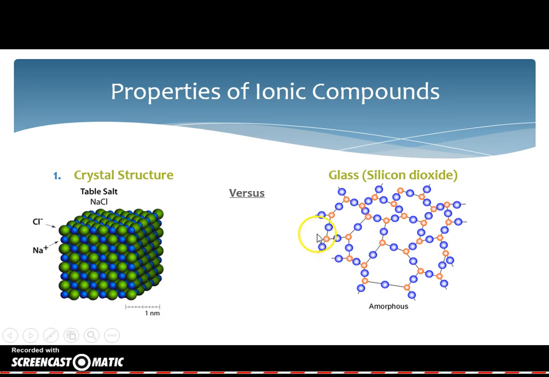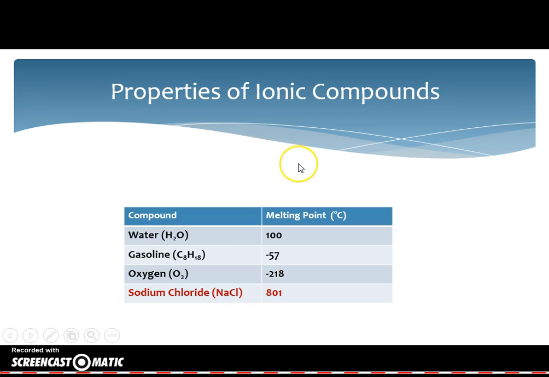Just to compare this to something, glass is not an ionic compound. If you look at the structure of glass, notice how it's not perfectly arranged. Some are closer than others. This is what we would call amorphous. This is what we would call crystal, or crystalline. You don't need to know the structure of glass, but it gives you a counterpoint to this. The other property of ionic compounds is that they have high melting and freezing points.